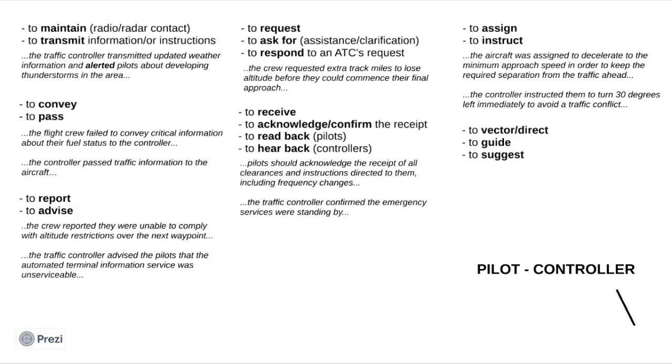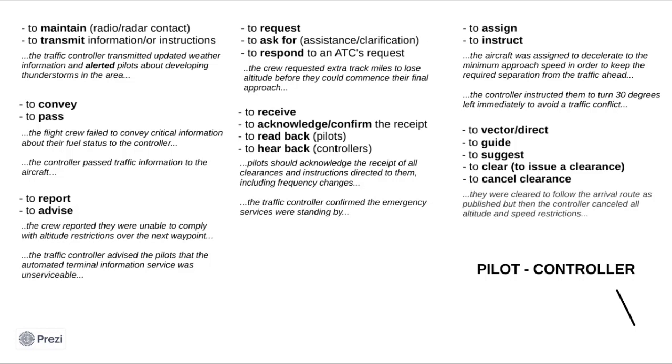Finally, you might want to use to clear or to issue a clearance, and to cancel clearance, as in, they were cleared to follow the arrival route as published, but then the controller canceled all altitude and speed restrictions.